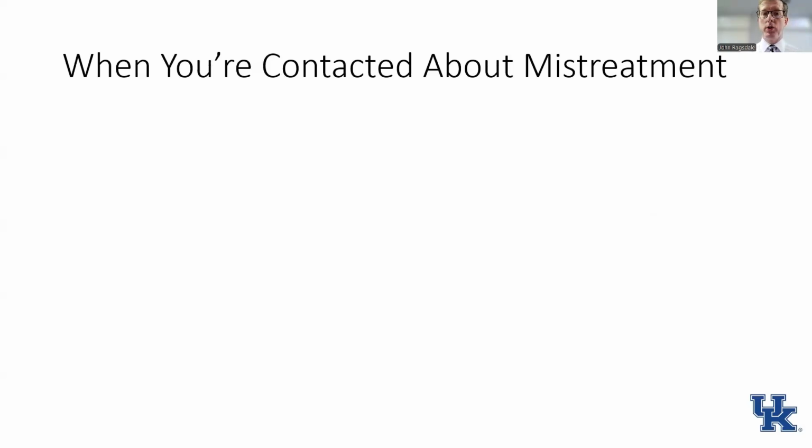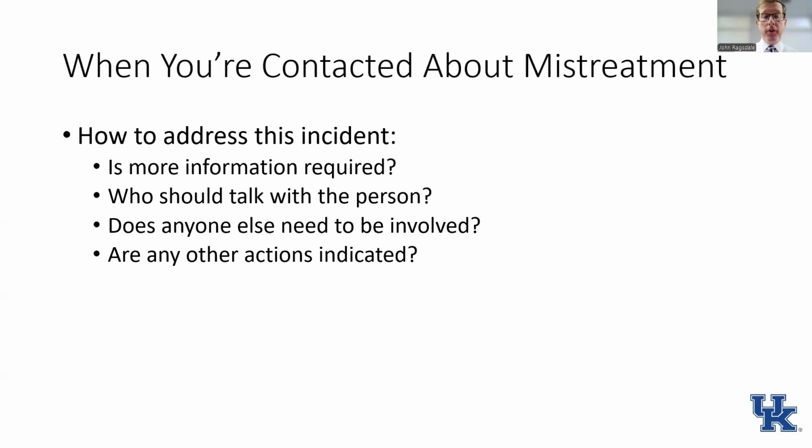So what should you do as a course or clerkship director when you're contacted about mistreatment? The first thing to do would be to think through the kinds of questions that you want to ask yourself about this incident that was reported. Very often, more information might be required. So where could you go to get that information? What information might be helpful? Who should talk with the person that's involved if a specific person is named? Is there anybody else that needs to be involved, such as the person's supervisor, or in the case of a resident or fellow, their program director? Are there any other actions that are indicated, such as broader things that might need to be addressed more systematically amongst the group of people?